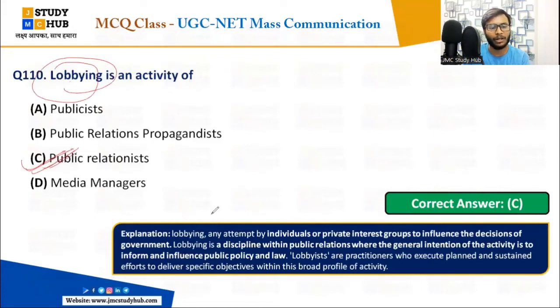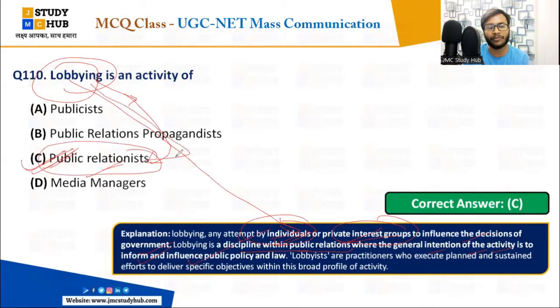So lobbying क्या होता है? Lobbying is an attempt by individuals or private interest groups to influence the decision of the government, right? Why do we do lobbying? That is what is written here. It is a very good example. It is given here that to influence the decision of the government, right? So this is attempted by individuals or private interest groups. So lobbying is a discipline within public relations, right? This is a discipline in public relations where the general intention of the activity is to influence public policy and law, right?